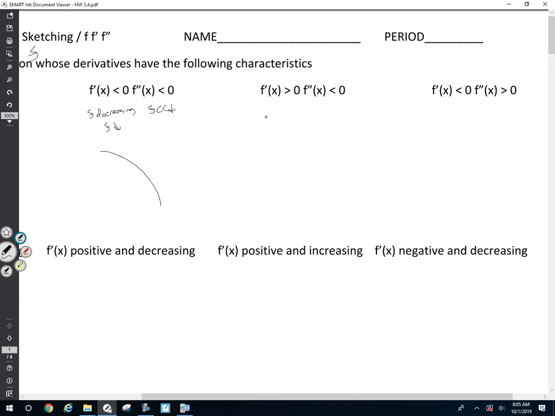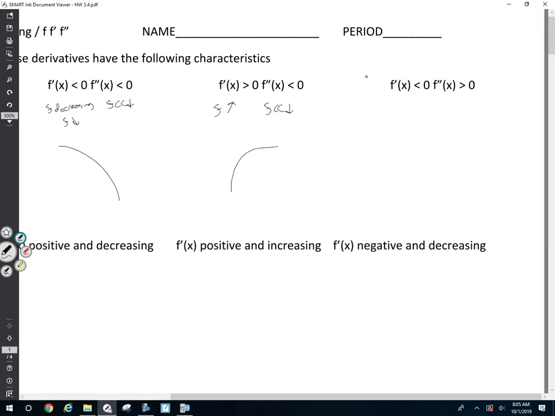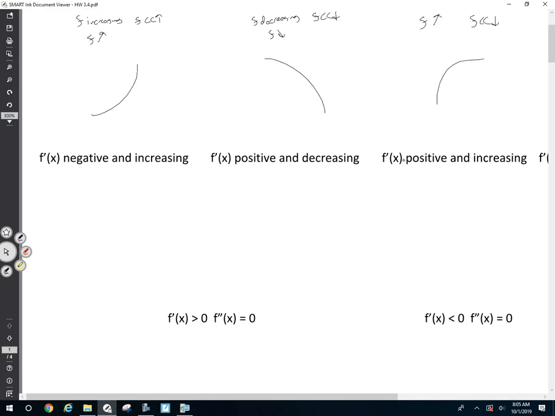Okay, f prime positive, f is going up, f double prime negative, f is concave down. Going up, concave down. f prime is negative, f is going down, f double prime is positive, f is concave up. Going down, concave up. All right. Now it's like the same questions here, only just worded differently.